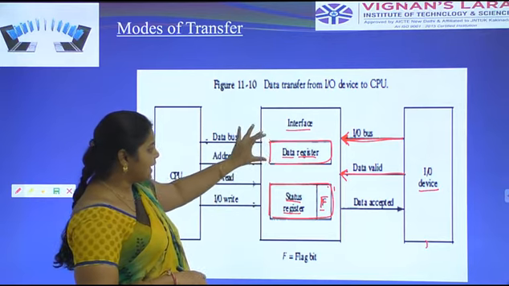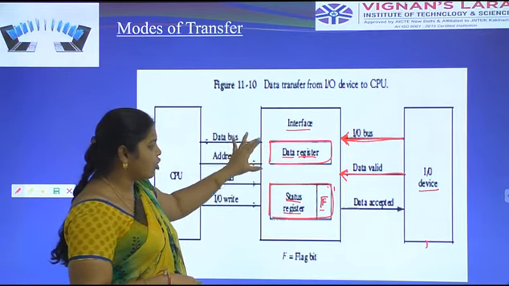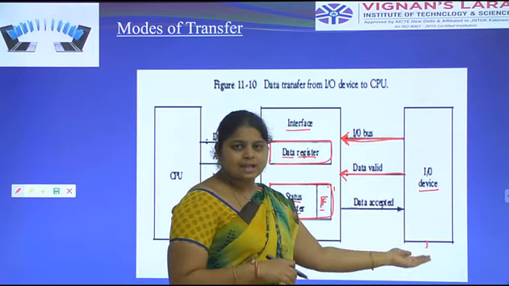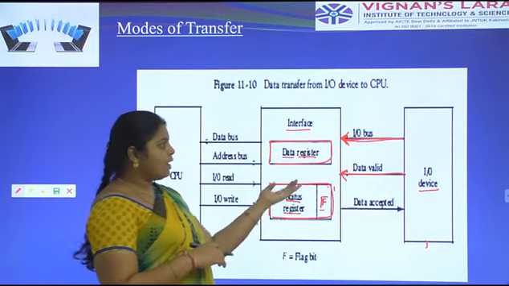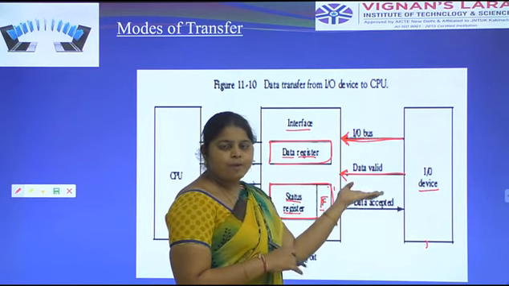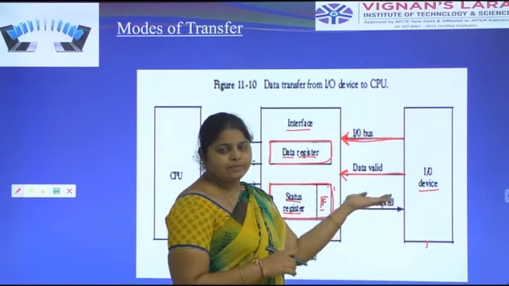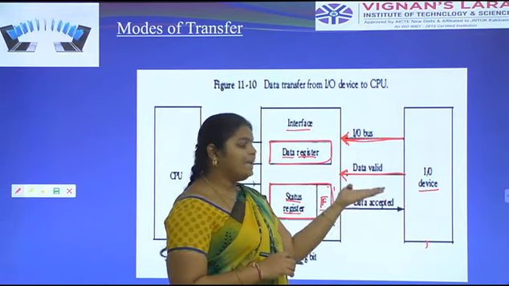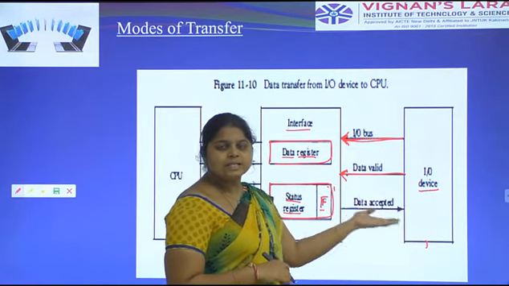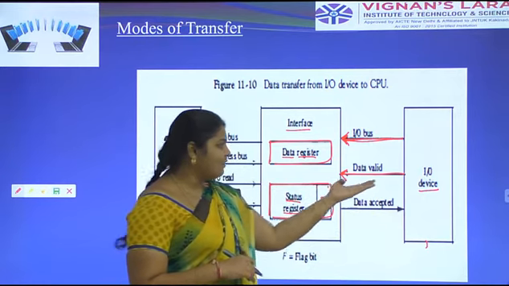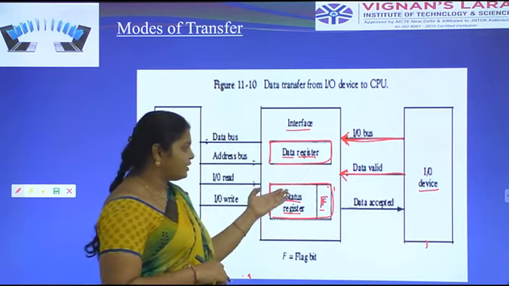Here, the whole information or data coming from the IO devices is stored in the data register. IO devices transfer the information through the IO bus. IO bus means the path on which data is transferred from source to destination. Here, data valid: the IO devices send information to the interface about whether the data is valid or not. Data valid is transferred to the interface.